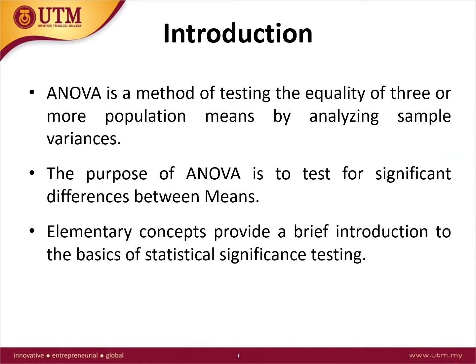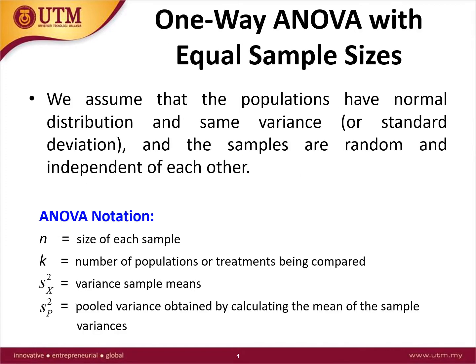ANOVA is a method for testing the equality of three or more population means by analyzing sample variances. So actually, they compare between groups of data. The purpose of ANOVA is to test the significant difference between means, and implementing the concept provides a brief introduction to the basics of statistical significance tests. So this is one way ANOVA with equal sample size.